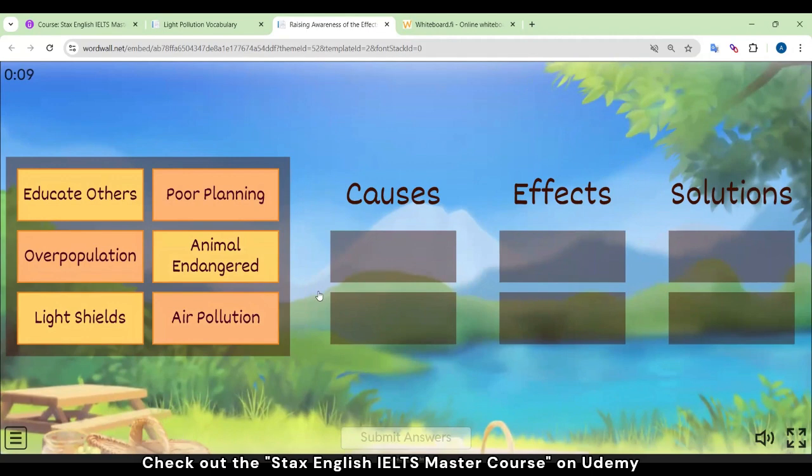So let's start with causes. Can anyone tell me which one of these is a cause related to light pollution?